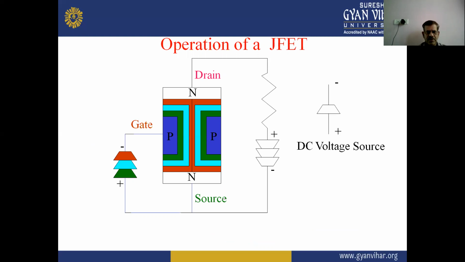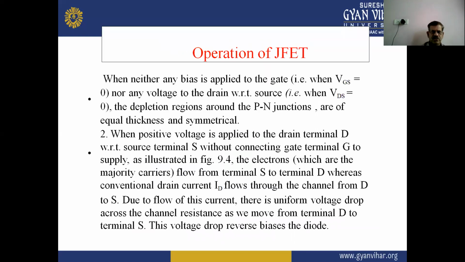So this circuit diagram shows the operation of the JFET. Here one voltage source is applied between the gate and source, and a second between the drain and source, a DC supply voltage across these terminals. So from the operation of this circuit diagram, when neither any bias is applied to the gate, or when VGS equals 0, nor any voltage to the drain with respect to source, for example when VDS equals 0, the depletion regions around the PN junctions are of equal thickness and symmetrical.